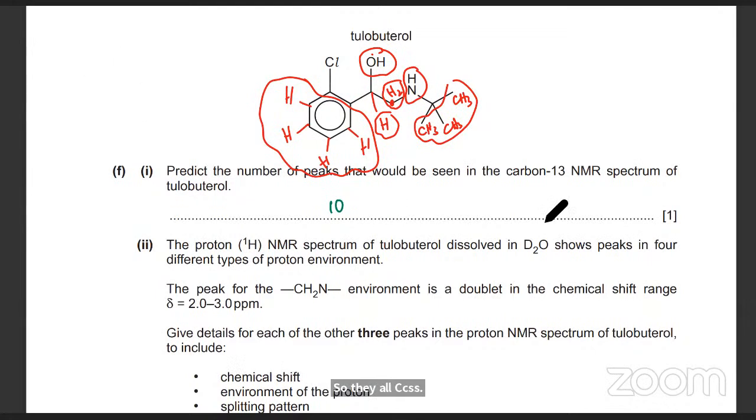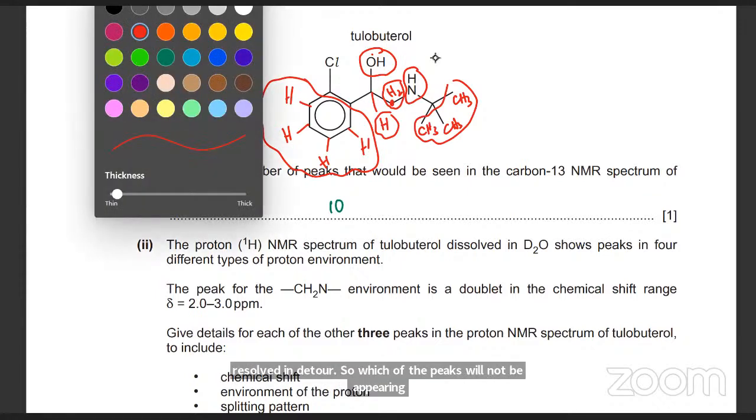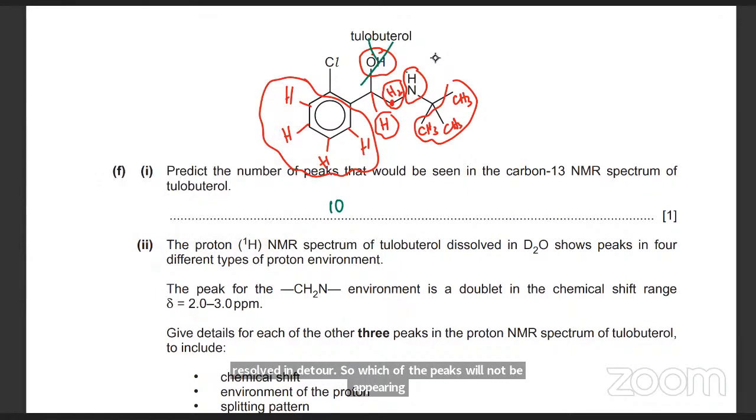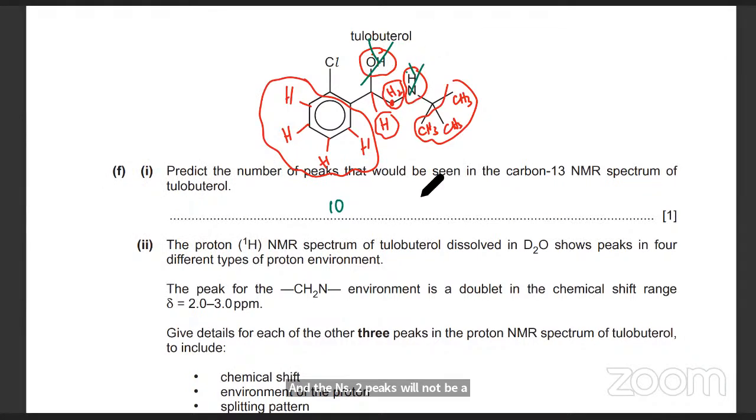But it's dissolved in D2O. So which of the peaks will not be appearing? OH and NH. Okay, so your OH and the NH2 peaks will not be appearing because they're going to get replaced by deuterium ions.